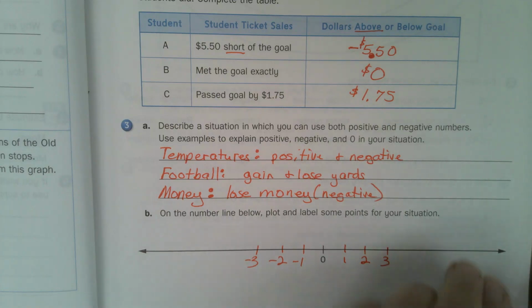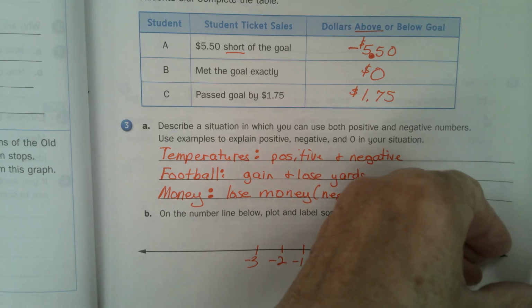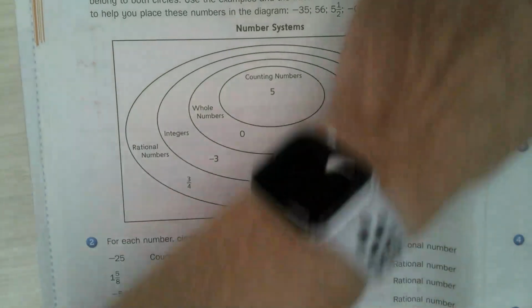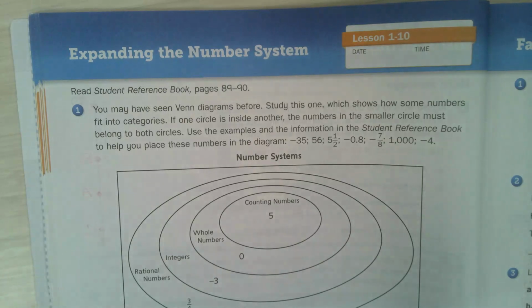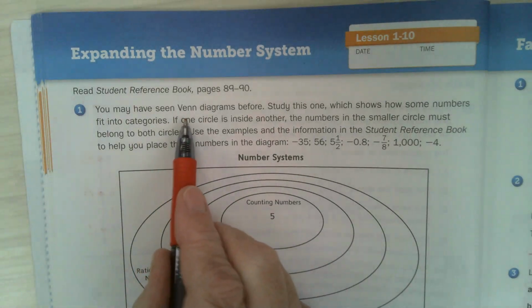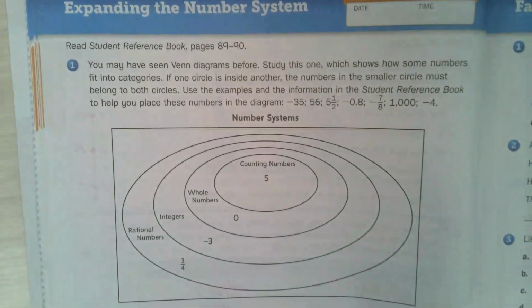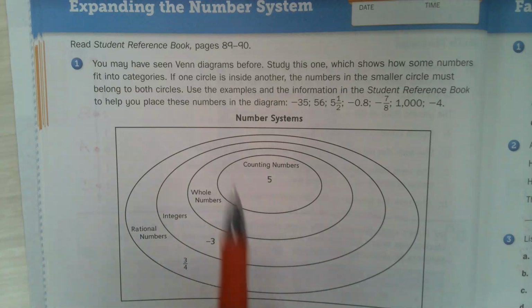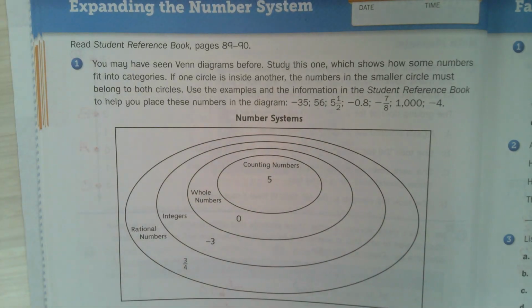Okay, once you're finished with that, we're going to go to page 36. So let's turn to page 36 and look at what we have here. Expanding the number system. You may have seen Venn diagrams before. Study this one, which shows how some numbers fit into categories. If one circle is inside another, the numbers in the smaller circle must belong to both circles. Use the examples in the information in the student reference book to help you place these numbers in the diagram.